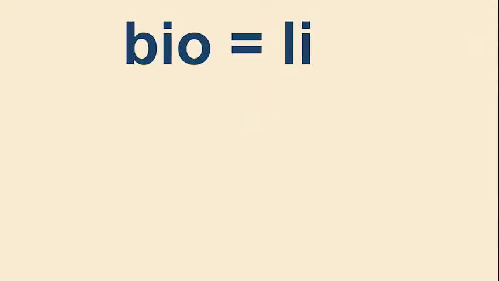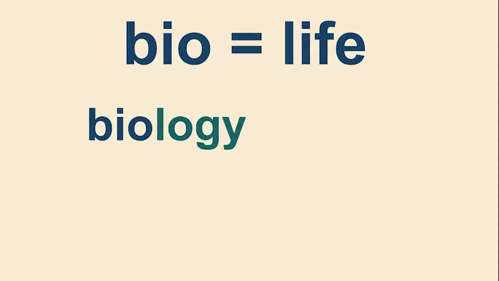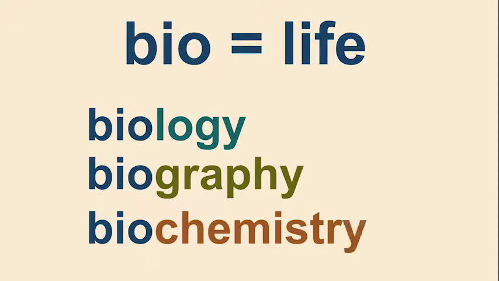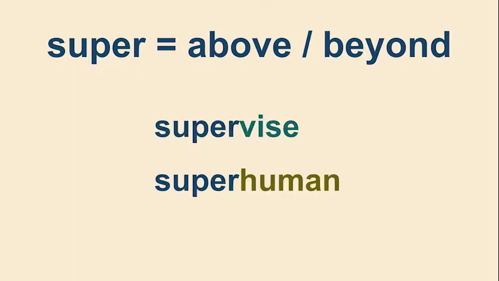For instance, knowing that the root bio means life can help a student work out the meaning of words like biology, biography, or biochemistry. Understanding that a prefix like super means above or beyond can help the learner understand words like supervise or superhuman.